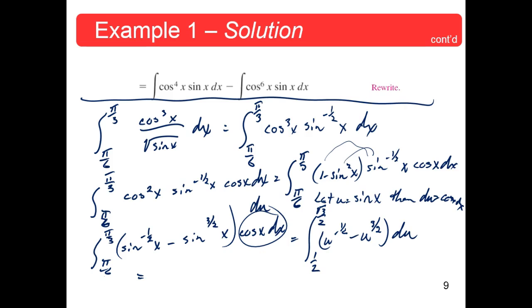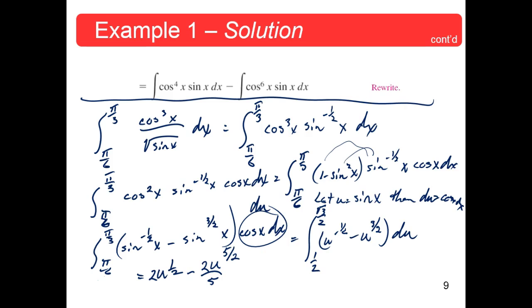What is the antiderivative of u to the negative 1/2, sorry? u to the 1/2 over 1/2, which is the same as 2, right? Okay, minus, what's the antiderivative of u to the 3/2? u to the 5/2, yes, over 5/2, which is the same as times 2/5, right? When you divide by a fraction, invert and multiply by that same fraction. Because this wound up being a 1/2, flip that into 2. This is a 5/2, flip that into 2/5. Right? Follow?